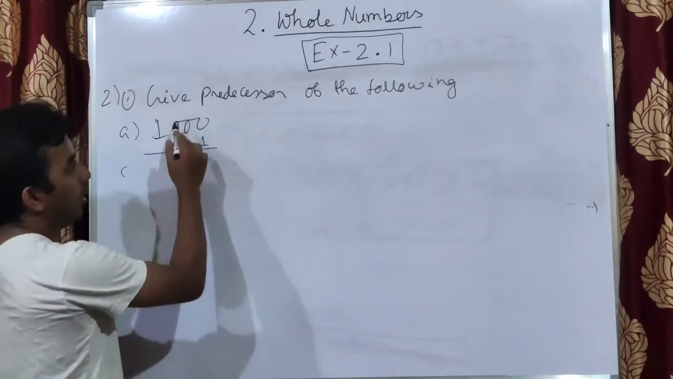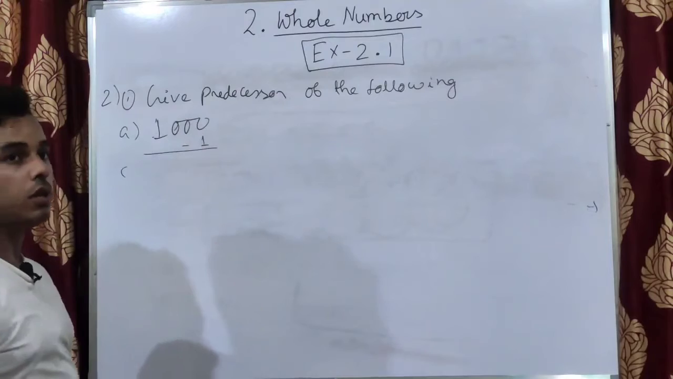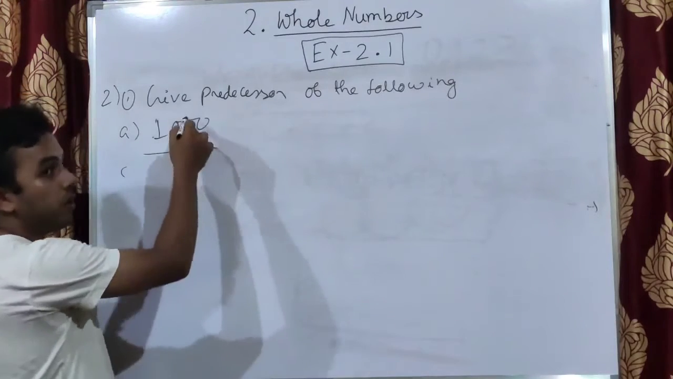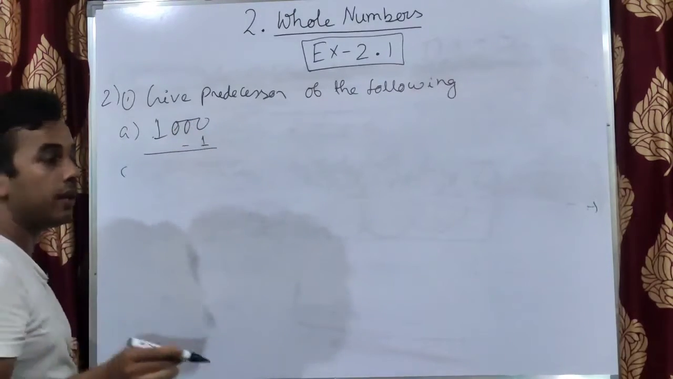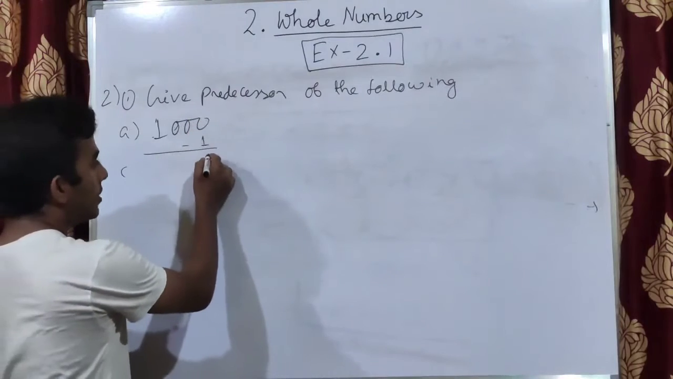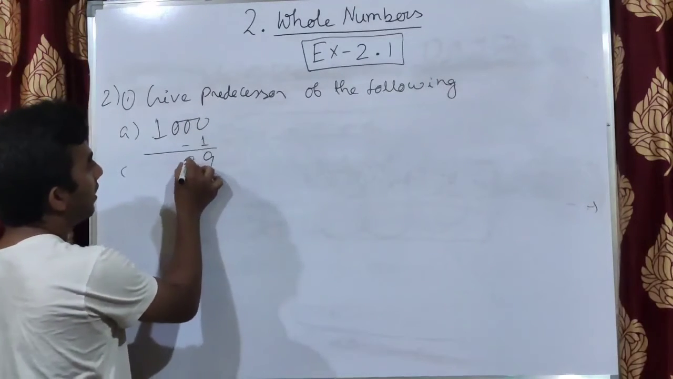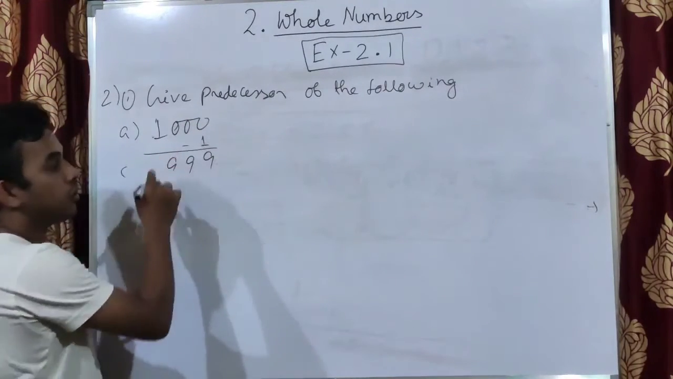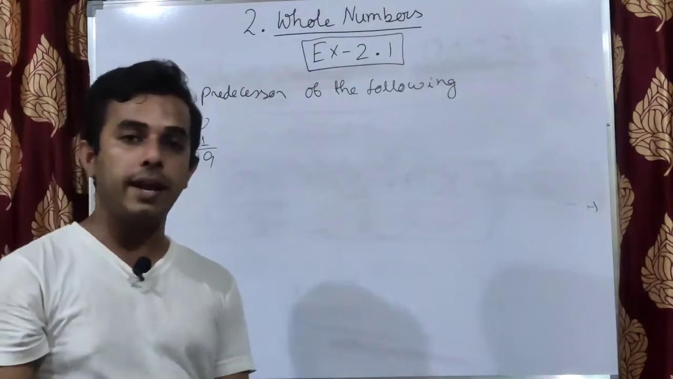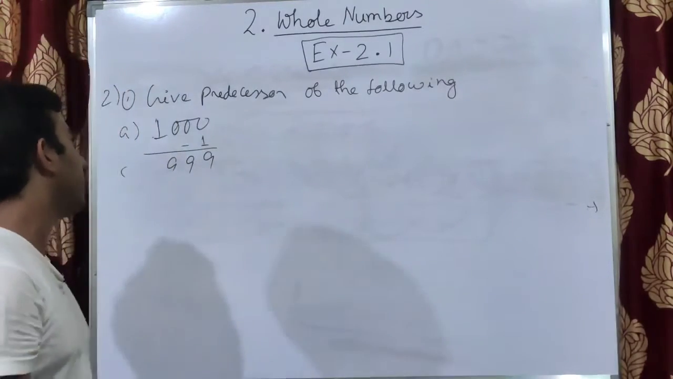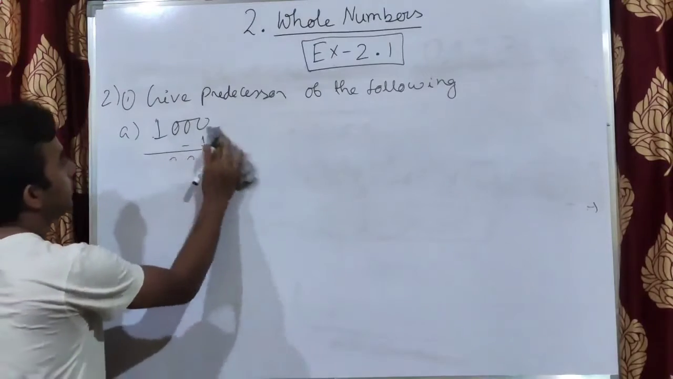So 0 minus 1 is not possible, so we will carry 1. If we carry 1 here, it will be 10. That means 10 minus 1 is 9. Here how much is left? 9. Here how much is left? 9. So our result will be 999, right? So we will write.